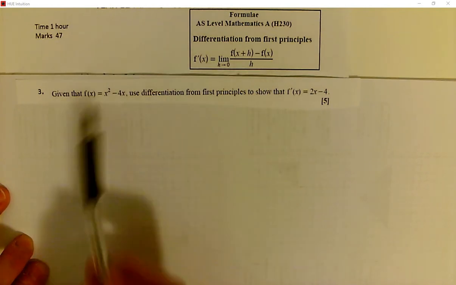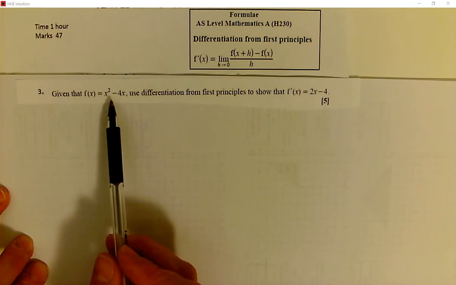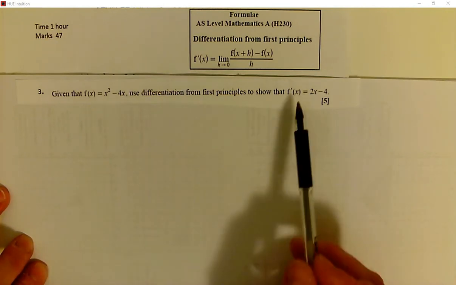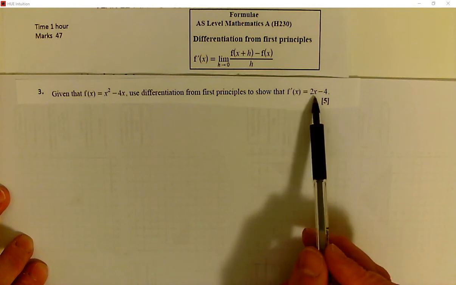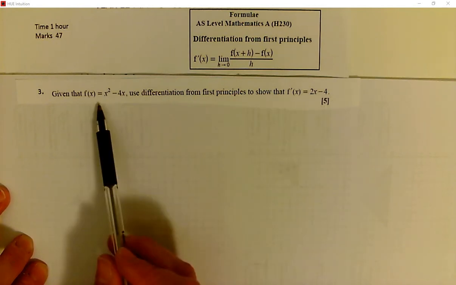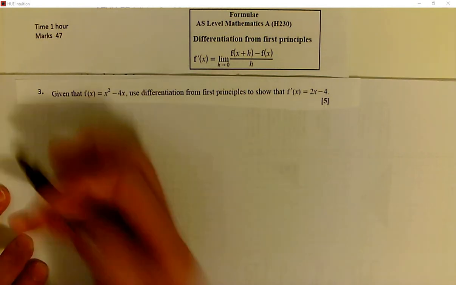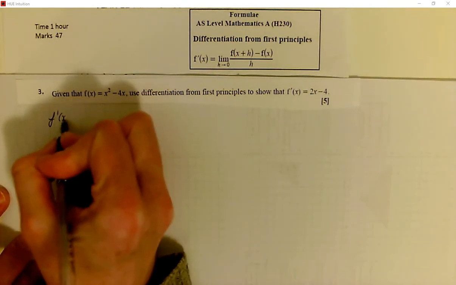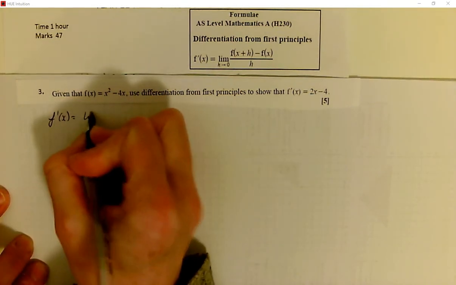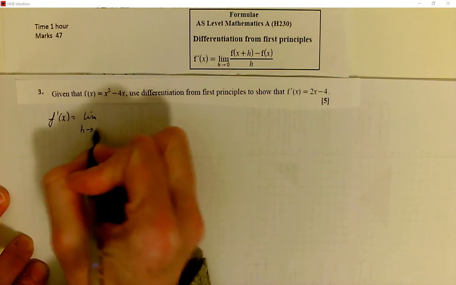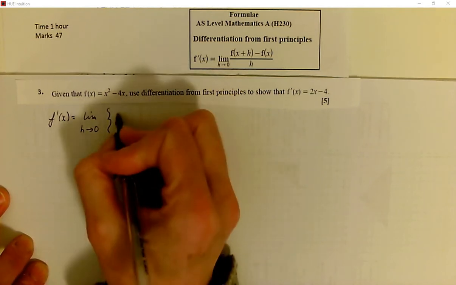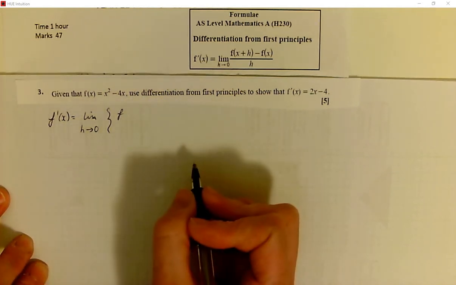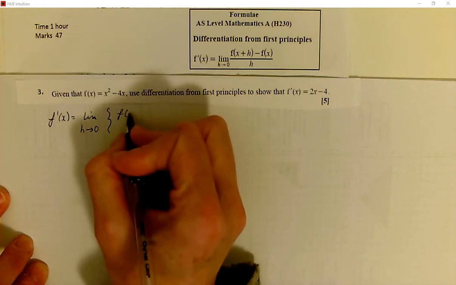Given we've got f of x is x squared minus 4x, we've got to show that f dashed x is 2x minus 4, so we're going to start from here and just pop it in there. So f dashed x is equal to, I'm going to quote the formula, and then I'm going to substitute in. I like putting curly brackets to show what I'm making the limit of, but you don't have to.